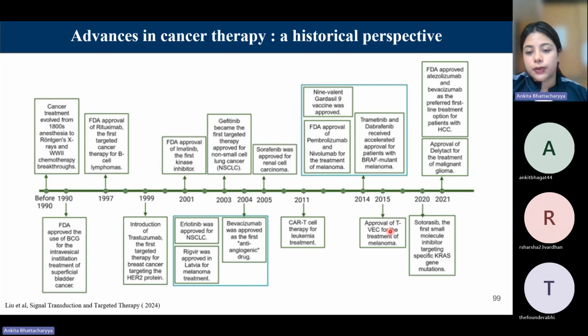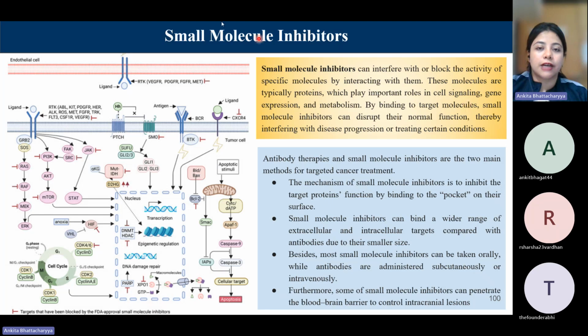Then there was an approval of another treatment strategy for melanoma. Sotorasib, the small molecule inhibitor targeting KRAS gene mutation, I'll be talking about that as well. And there are some other monoclonal antibodies as well, which were recommended for some patients. Again, in case you don't remember the name of the drug, if it carries MAB at the end, it stands for monoclonal antibody. So it's an immunotherapeutic strategy for treatment of whichever cancer it is recommended for. So this was just a historical timeline based summary of all the discoveries that have been made in the context of cancer treatment.